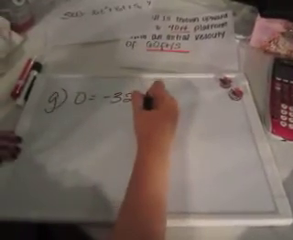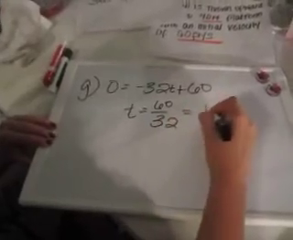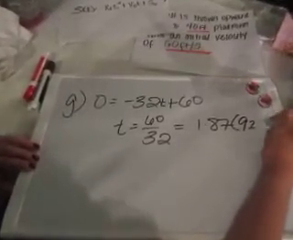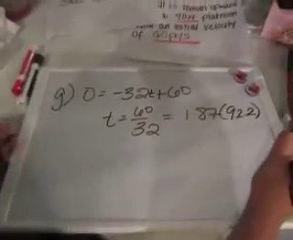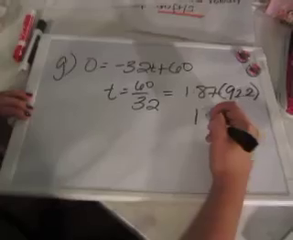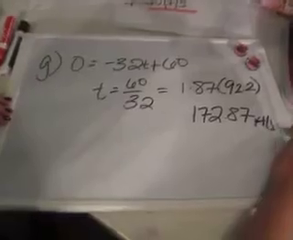Okay. And now, when the ball hits the ground, again, we set it to 0. Negative 32t plus 60, t equals 60 divided by 32. This will give us 1.87 times 92.2, which we found in step D, the maximum height attained. And this will give us 172.87 feet per second.